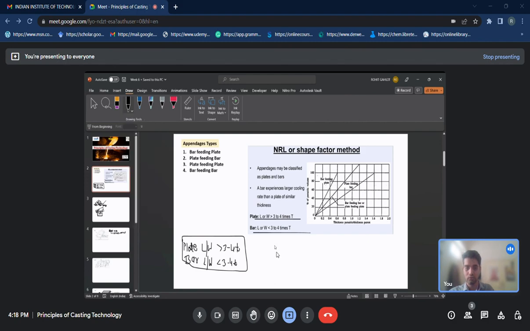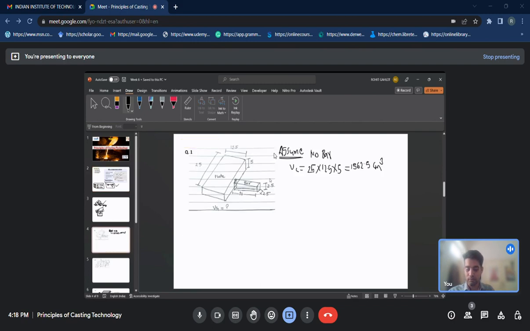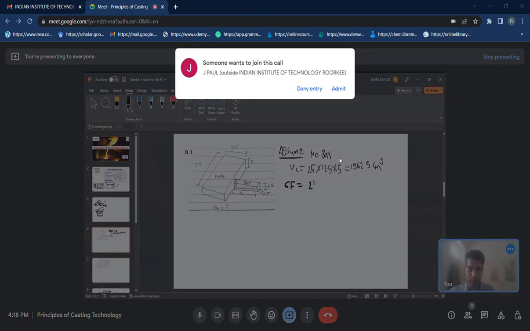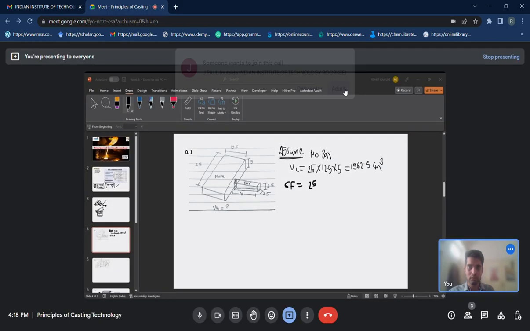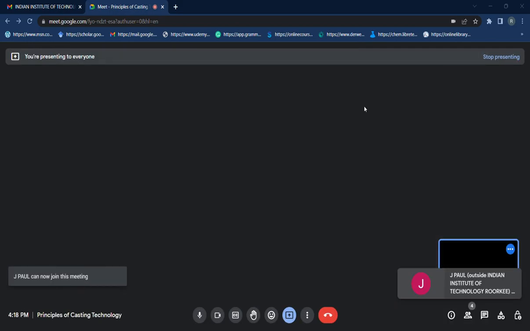Once your volume comes, by the NRL method, like the problems we discussed in the previous tutorials, we calculate the shape factor, which is basically the length plus width divided by the thickness. Here the bigger dimension is 25, so your shape factor will be 25 plus 12.5 divided by the thickness of 5, which comes to 7.5.